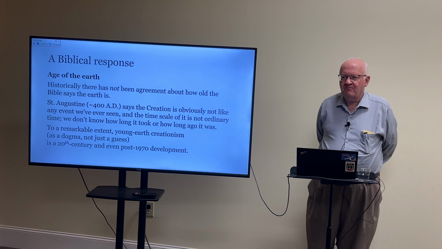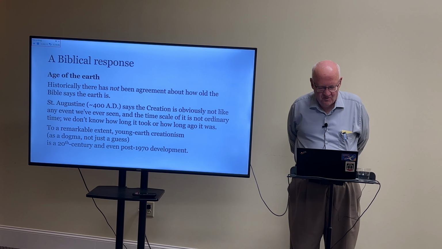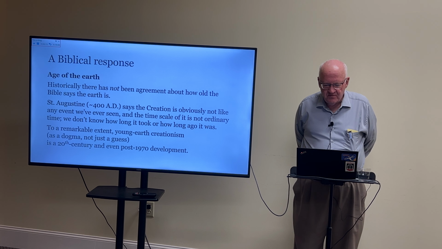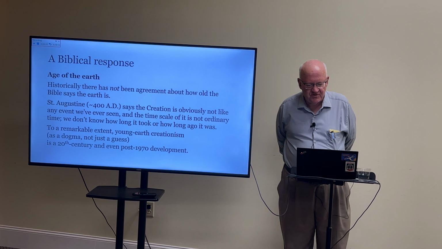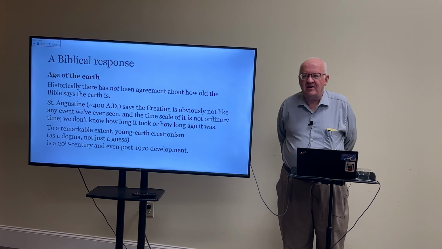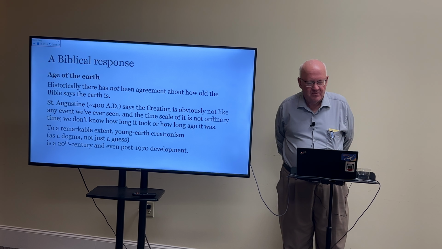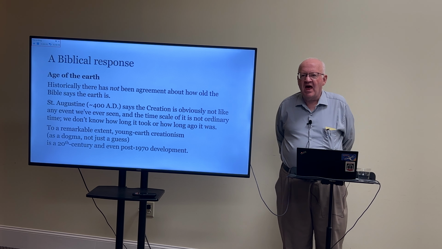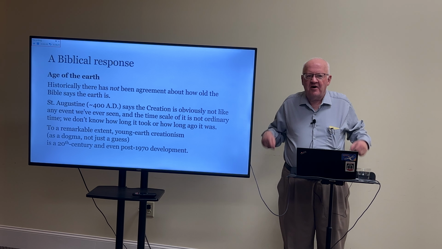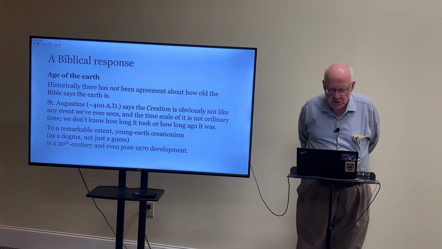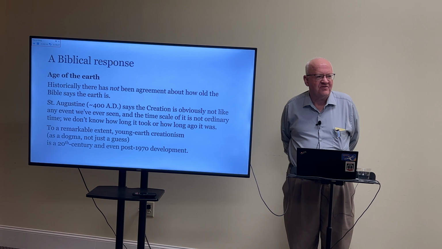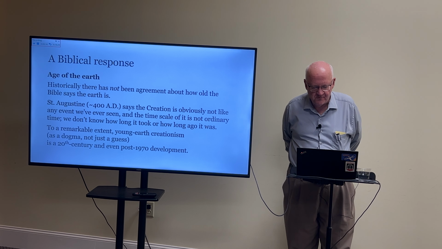St. Augustine, around 400 AD, says the creation is obviously not like any event we've ever seen, and the time scale of it is not ordinary time. It's just a description of what God did and how the work was organized. And it doesn't really give us the age. He could have done it instantly as far as Augustine is concerned.